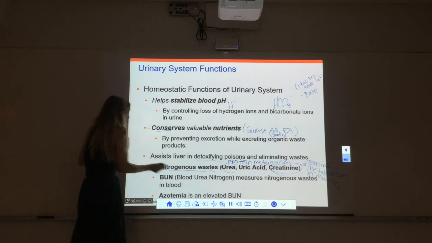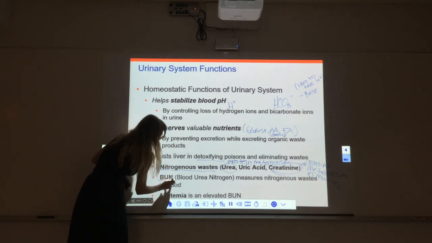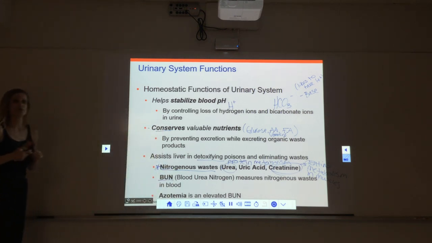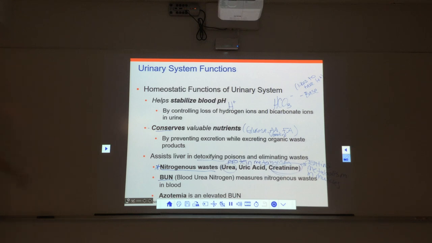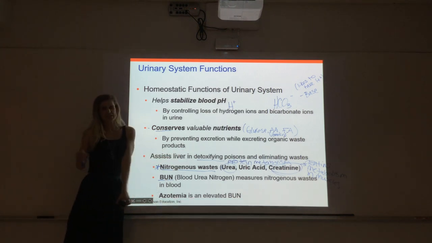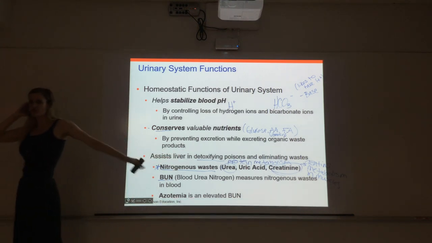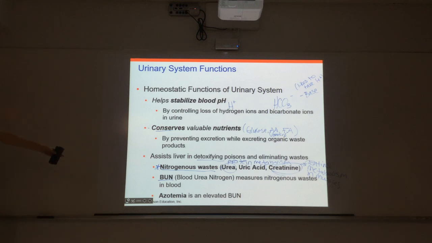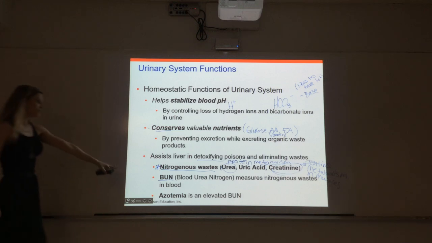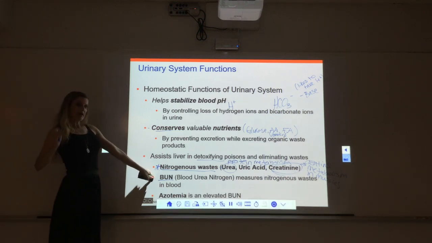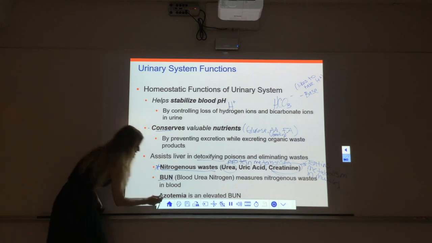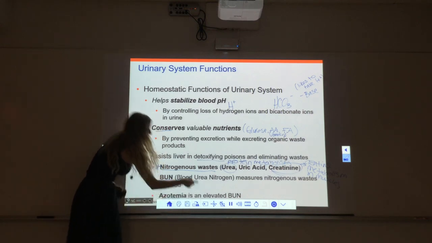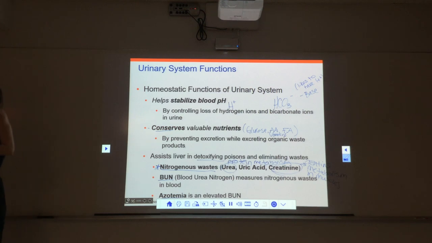BUN, or blood urea nitrogen, is a blood test that we do clinically to monitor the level of nitrogenous wastes in your blood. And you should not have nitrogenous wastes building up to a dangerous level in your bloodstream because your kidneys should be constantly cleaning them out. If you see the BUN rising, okay, the BUN's going up, we say that you have azotemia. Okay, so an elevated BUN. And what do you think that would signal?